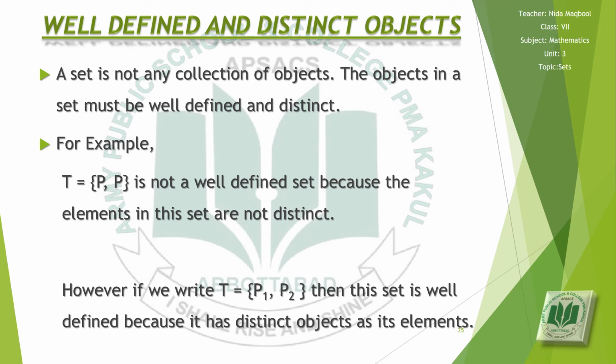A set is not any collection of objects. The objects in a set must be well defined and distinct. For example, if we consider a set T which has two elements p and p, then this set is not a well-defined set because the elements in the set are not distinct. However, if we consider another set T which has two elements p1 and p2, then this set is well defined because it has distinct objects as its elements.